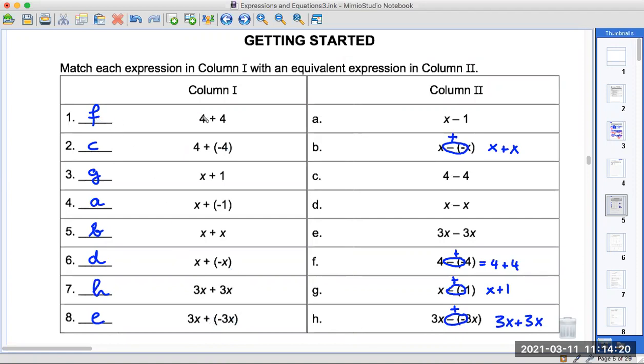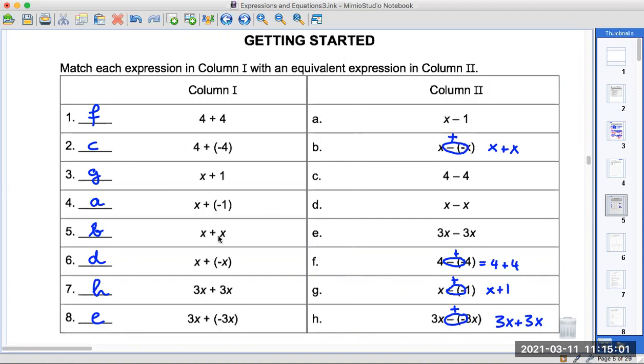Okay, so let's look. 4 plus 4, it's F. 4 plus -4 is C because you can insert a plus in your mind here. You're adding a negative. It's still 0. G, x plus 1. Yep, because you're combining the two negatives. A, 4 is A. X minus 1, yep, that plus does not need to be there. You're adding a negative. It's still the same as x take away 1.